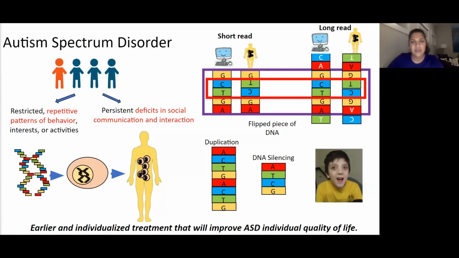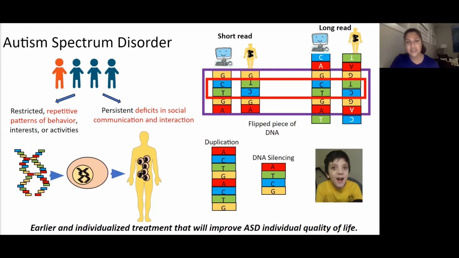Short-read sequencing, which gives a small picture of DNA, leaves out some information. Here's an example. Imagine you have a piece of DNA that's supposed to look like the picture under short-read with the computer. But your analysis shows that someone with autism has DNA that looks like the picture under the human. It looks like a simple switch of 2 DNA bases, C and T.